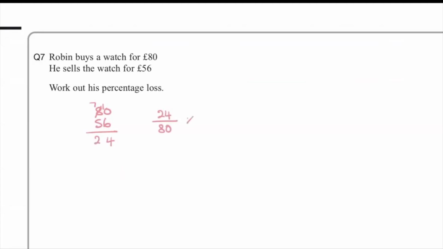And then this gets multiplied through by 100. Now I'm going to times by the top and divide by the bottom. I'm going to times first because that's going to be easier to do. And then you can start to see 24 is in the 8 times table. I can cancel these zeros. 8s into 24 go 3. And then I've still got that 0. 30% is the answer.